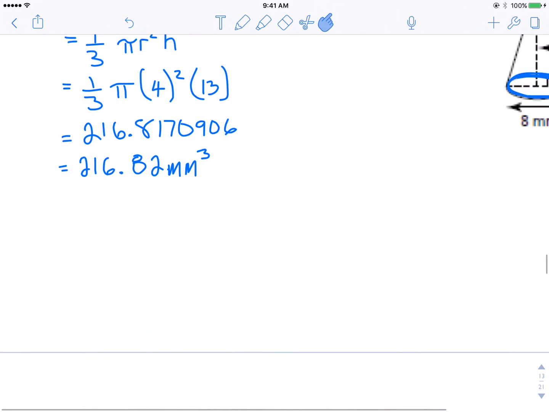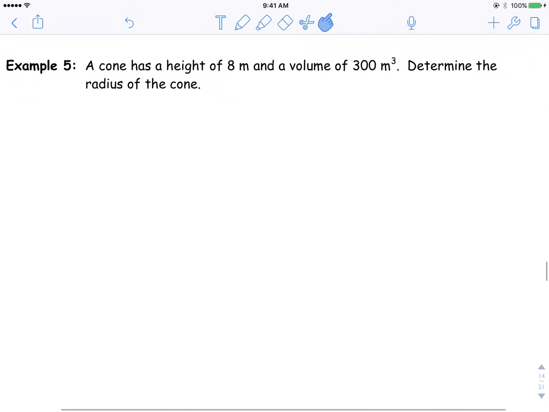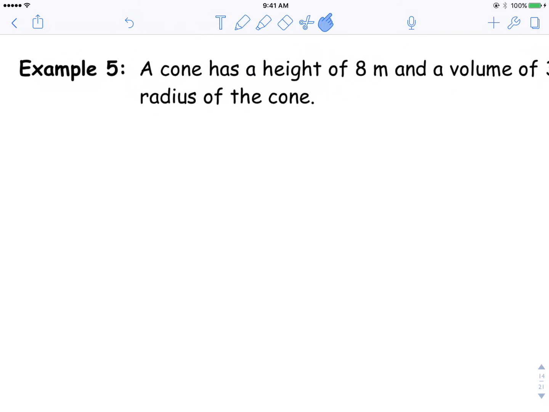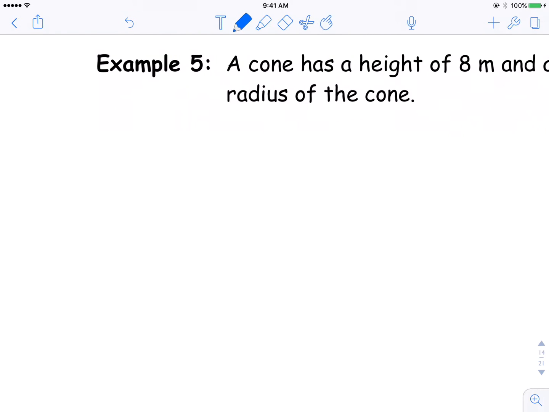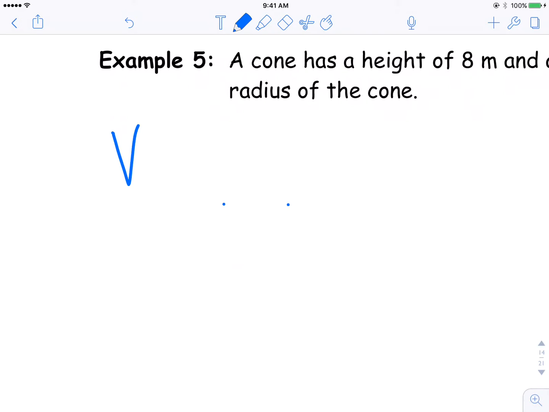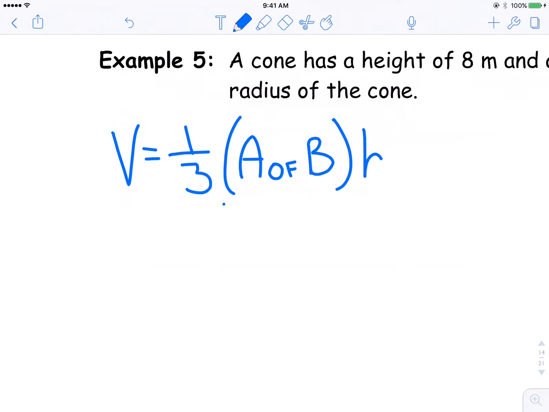Now we go on to the tough one. Number 5. A cone has a height of 8 meters and a volume of 300 meters cubed. Determine the radius of the cone. So we know that our volume formula for a cone, there it is. Volume is equal to 1/3 area of base times my height.